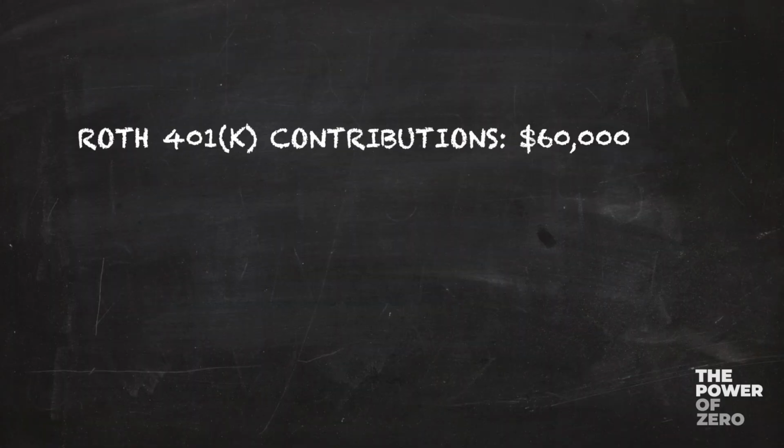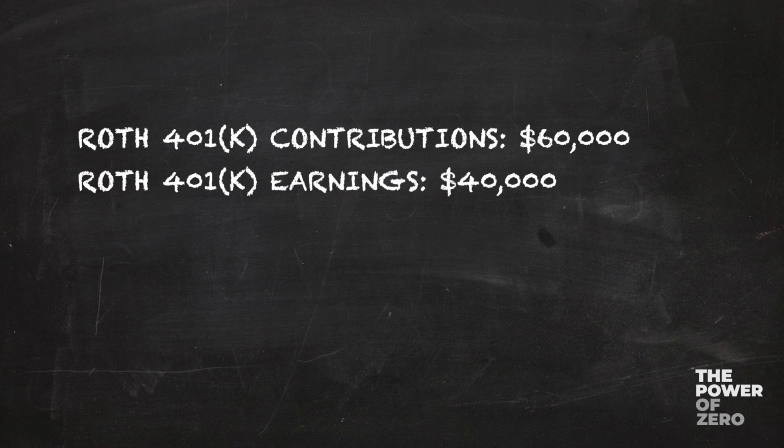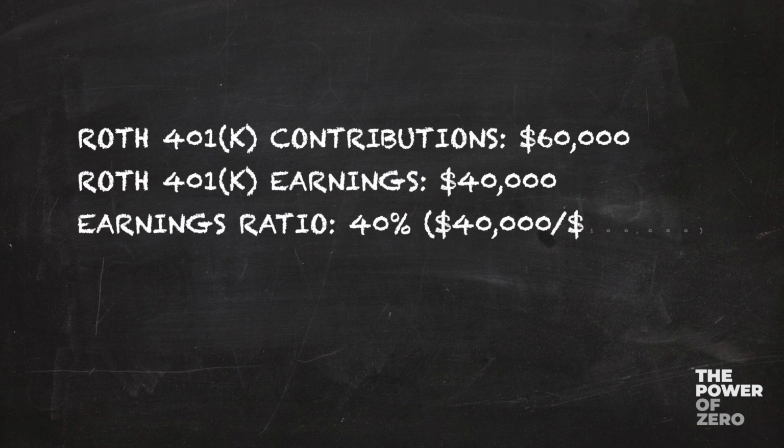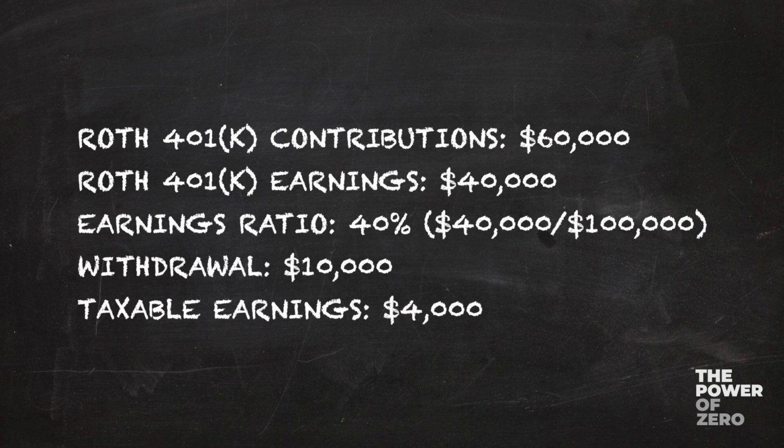Here's an example. Let's say your Roth 401k account balance is made up of $60,000 in contributions and $40,000 in earnings. That means your earnings ratio is 40%. That's 40,000 divided by 100,000. In this case, a $10,000 withdrawal would include $4,000 in taxable earnings. This $4,000 would then be included in your gross annual income amount that gets reported to the IRS. You would also have to pay a 10% penalty on the $4,000 as well.